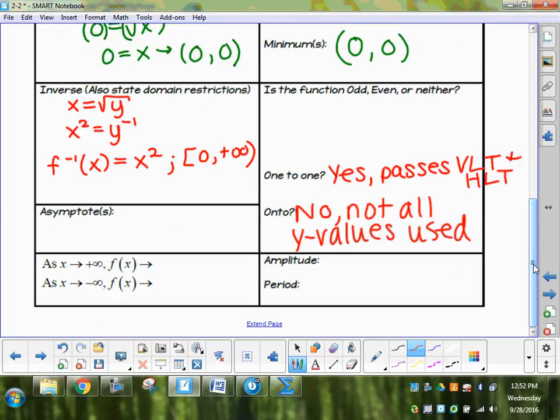There's no asymptotes. This we're saving for trig, so we got one more question to answer. As x goes to positive infinity, what are the function values going to? Hands up, please, if you can answer that. Look at the graph. As we go out to positive infinity, where are the function values going? One person, 2, 3, 4, 5. Positive infinity.